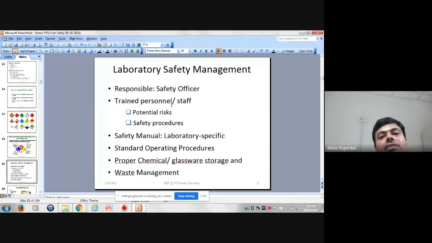The trained personnel or staff would be the lab assistants or lab technicians, who are the major component contributing to this laboratory system. They must be given enough training to detect or evaluate the potential risk in performing the experiments which are to be given to the students, and equally they have to have knowledge of safety procedures.